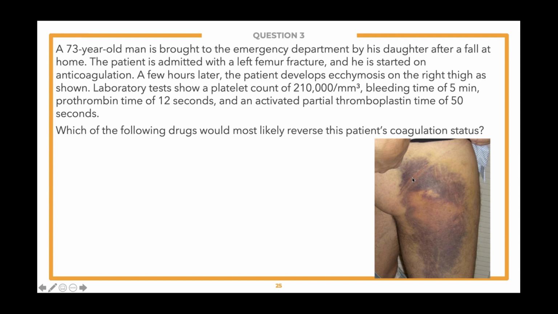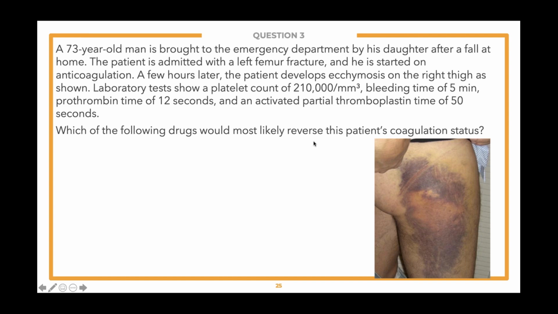So again, which of the following drugs would most likely reverse this patient's coagulation status? Thinking about that, let us know how many steps you think it would take to solve this one. Let us know in the question box as I get ready to pass it over to Sean. Sean? Well, thank you very much, Jeff.